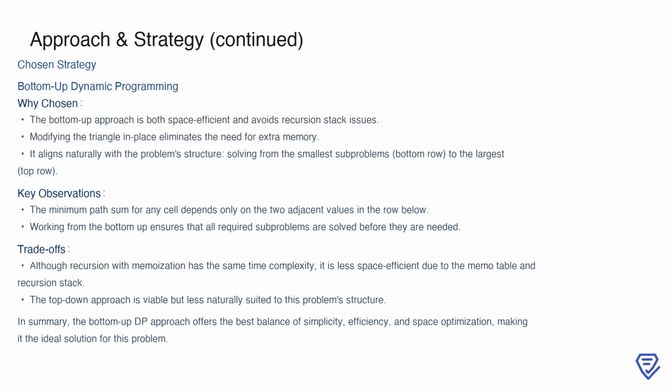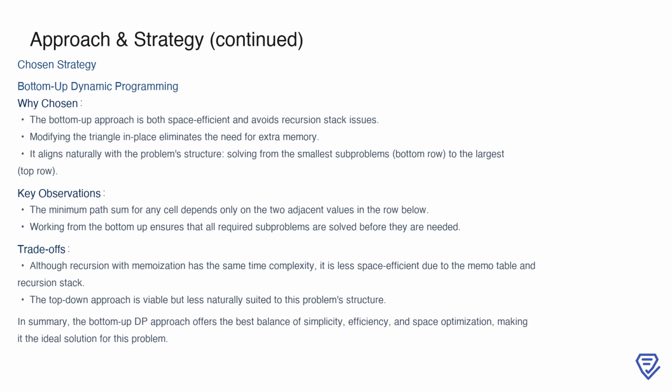While recursion with memoization shares the same time complexity, it is less space efficient due to the memo table and recursion stack. Similarly, the top-down approach is valid but less naturally suited to this problem. Ultimately, the bottom-up strategy provides the best balance of efficiency, clarity, and space optimization, making it the ideal choice for solving this triangle problem.